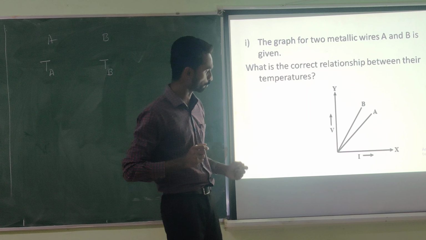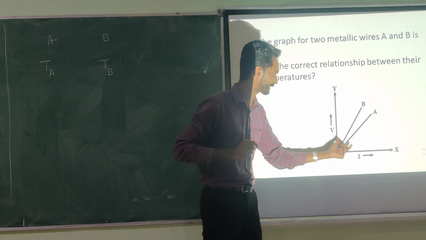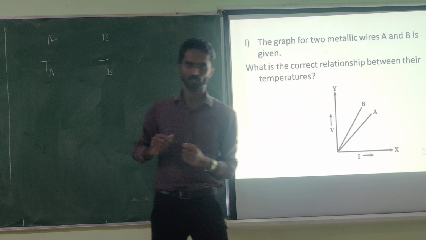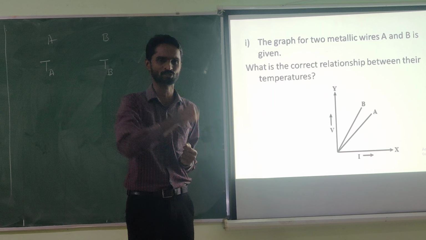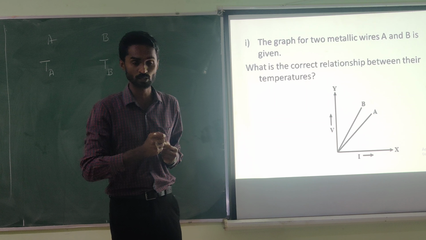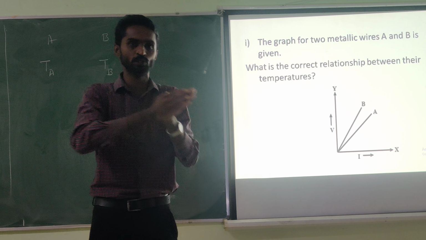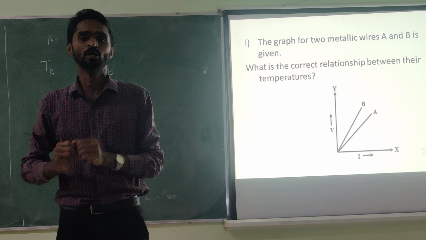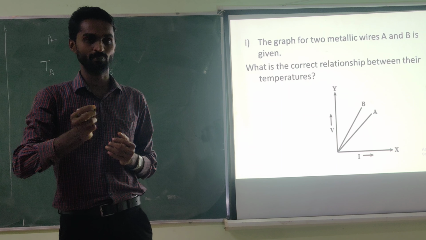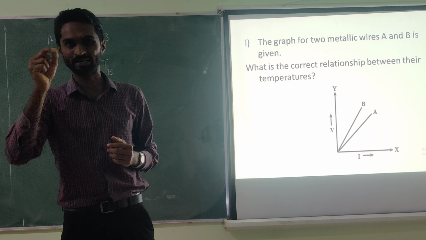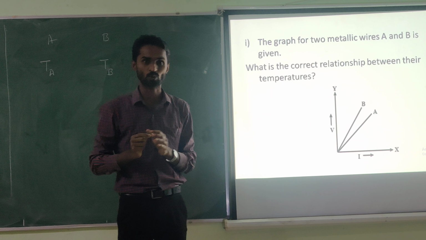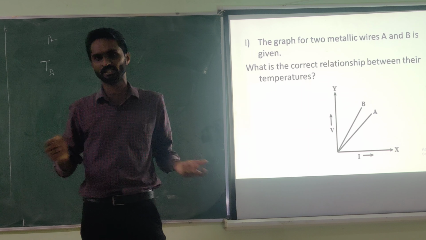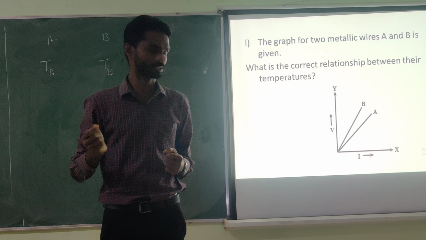See the graph they have given. It is a VI graph. This graph will be obtained after performing Ohm's law. With respect to the voltage value, you note down the correct current value, then you divide, that is, you consider V by I. When you do V by I, you get a constant value. That constant value itself is called the resistance.